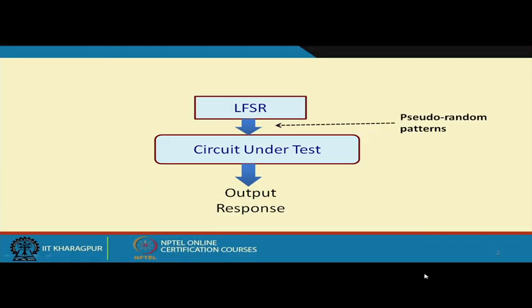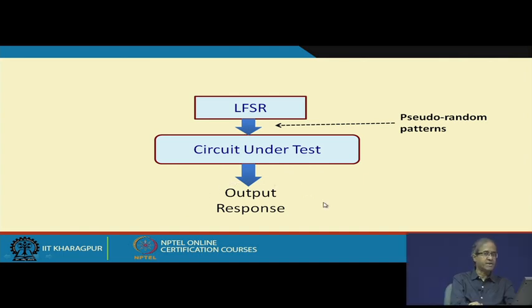They can run at the maximum rated clock frequency of the chip, so you can apply the patterns at the rated clock frequency, which can also help in detecting many delay related faults. Okay. So, today we continue our discussion and look at the remaining part of the BIST architecture.